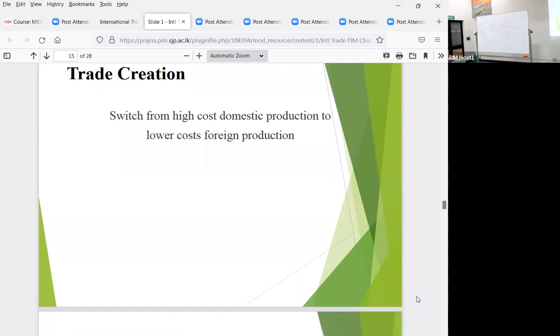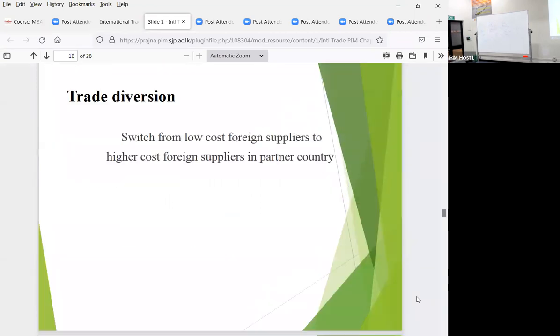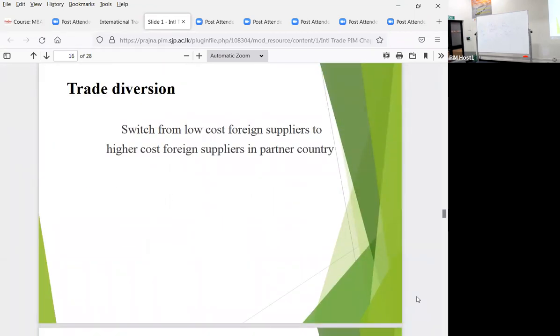Trade creation is a switch from high cost domestic production to low cost foreign production. So that is where from high cost in any other country to low cost in Sri Lanka. That is creation. Diversion is a switch from a low cost foreign supplier, that is from China, to a high cost foreign supplier of a partner country, because India is a partner country under the ISFTA.